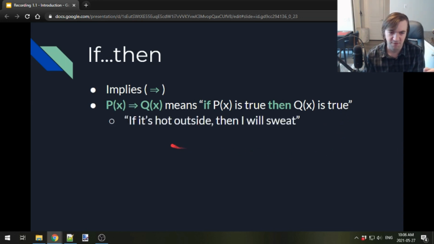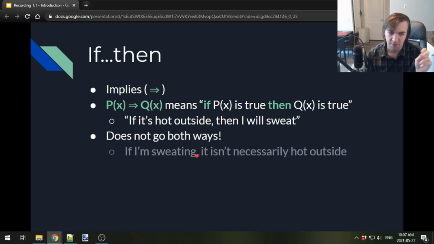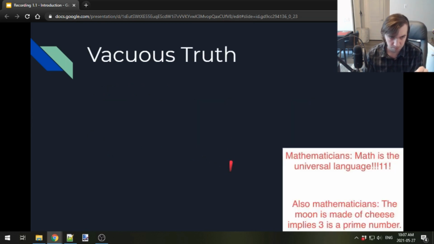So a simple example of this would be, if it's hot outside, then I will sweat. The predicates here being p of x, it is hot outside, q of x, I will sweat. Now, this doesn't go both ways, right? Just because I'm sweating doesn't necessarily mean that it's hot outside. So there's different layers to this. The reason I could be sweating is maybe I'm exercising or something. It's actually quite cold out, but because I'm exercising, I'm sweating, for instance. So it's not always the case that if you have this sort of implication that it goes both ways.